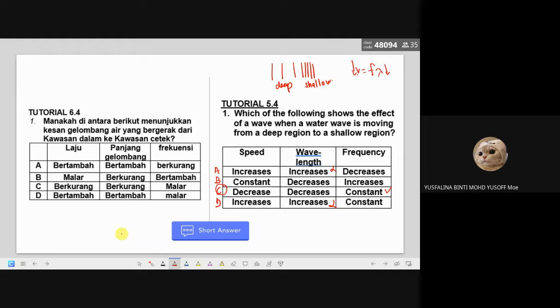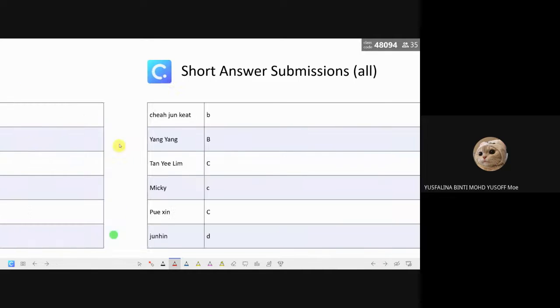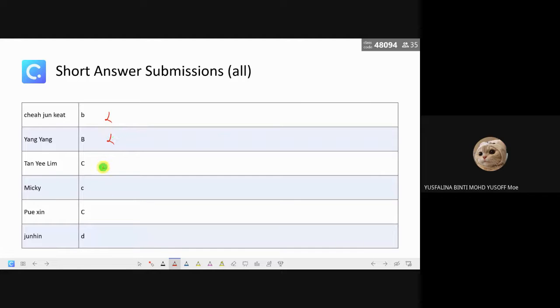Why did someone answer B? The speed is not constant. The frequency is constant. The speed and also the wavelength will change, depending on the depth of the water. You have to remember that one. C, C, C, very good. D, no.